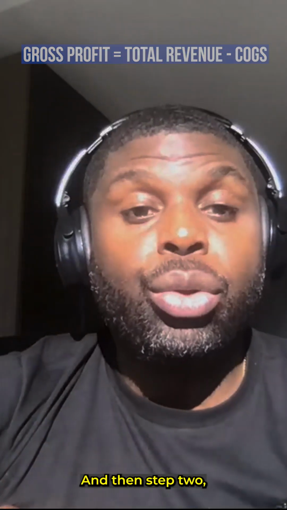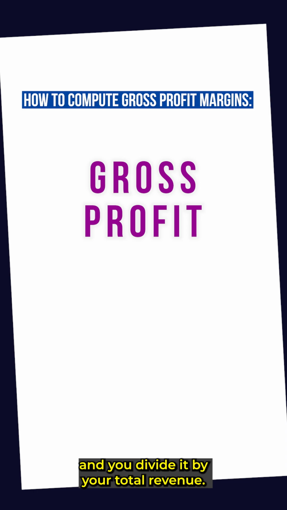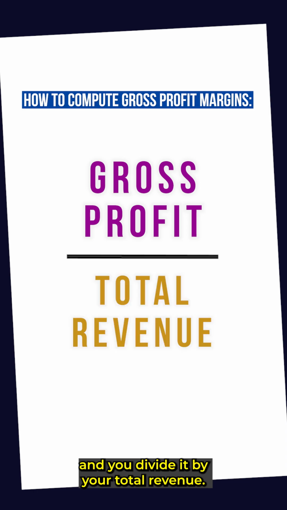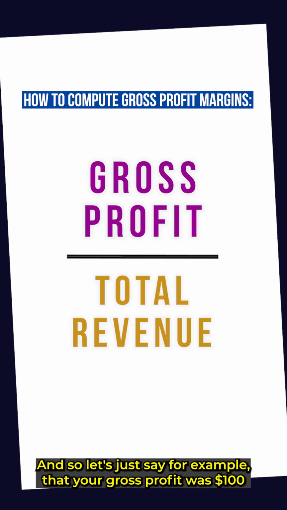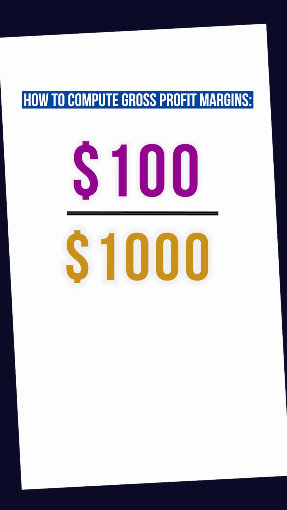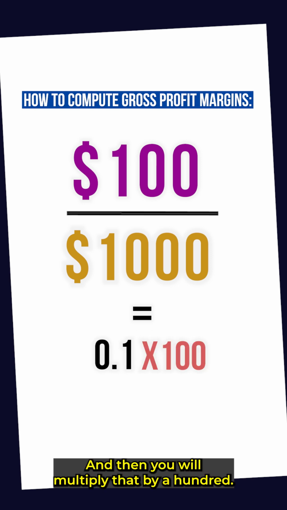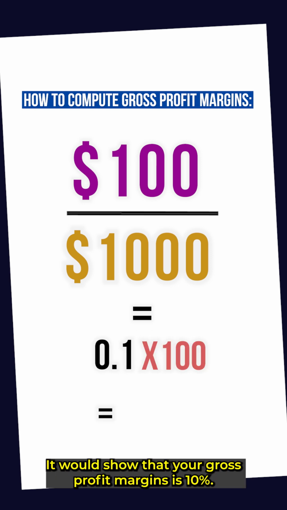And then step two to find your gross profit margins is you take your gross profit and you divide it by your total revenue. And so let's just say, for example, that your gross profit was $100 and your total revenue was $1,000. $100 divided by $1,000 would be 0.1. And then you will multiply that by 100. It would show that your gross profit margins is 10%.